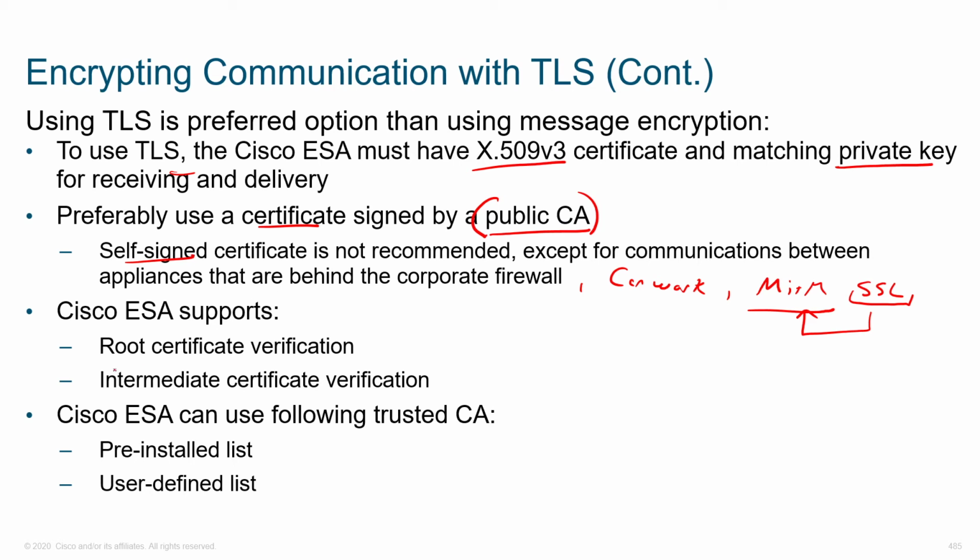The ESA supports root certificate verification, and that is if I trust Thawte or VeriSign or GeoTrust or whoever, do I know that the certificates that they issue are actually going to be good? And this is where we can tie into also what's called intermediate certificate verification, just part of our hierarchy throughout a PKI. The Cisco ESA can use the following trusted CAs. There's a pre-installed list that it ships with, and there's a user-defined list. This gives us the ability to implement our own CA servers.